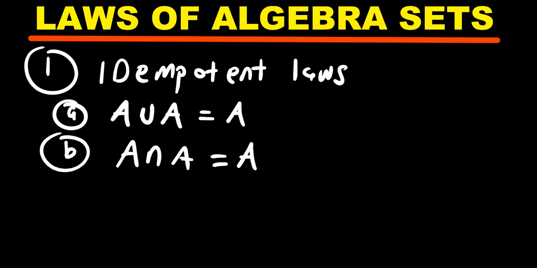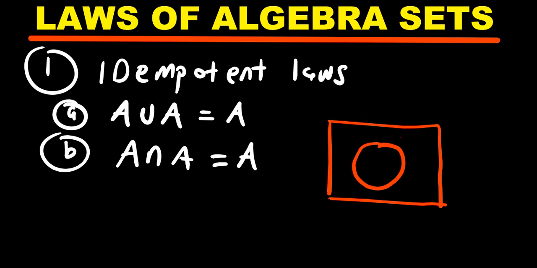Okay, now let's explain these two. Let's start with the first one. So we're saying A union A. Let me explain this in form of a Venn diagram. Okay, let's say this is our set A. Now, union, you're just combining what is in A and probably another set. Now, we're combining what is in A and what is in A. So, what are you going to get? If you combine what is in A with what is in A, you're just still going to get A.